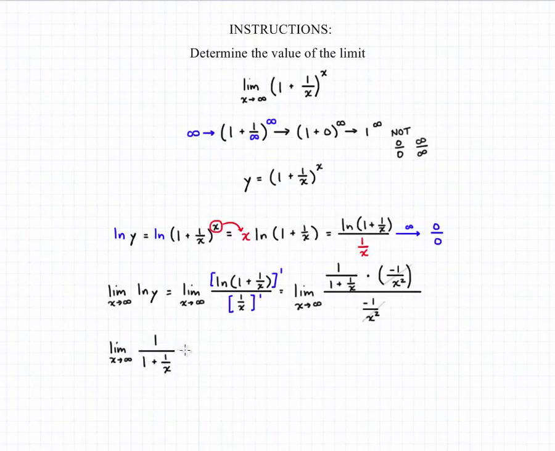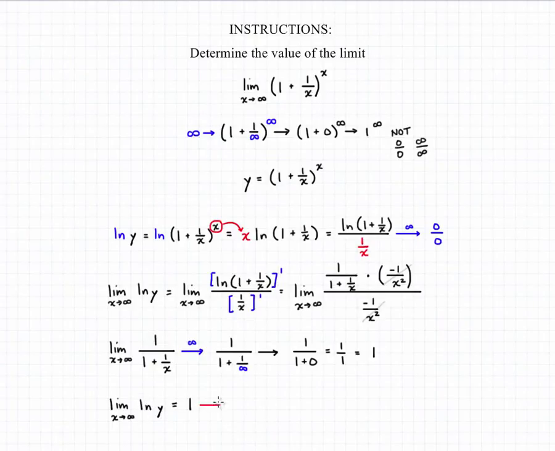Now if we think about what happens to this function as x gets closer and closer to infinity, we can see that the denominator, the 1 over x approaching infinity, is going to get closer and closer to 0, which is going to leave us with 1 over 1 plus 0, or 1 over 1, or 1. Now, we have to be careful. What we've solved for here is the limit of the natural log of y. We found that that equals 1.